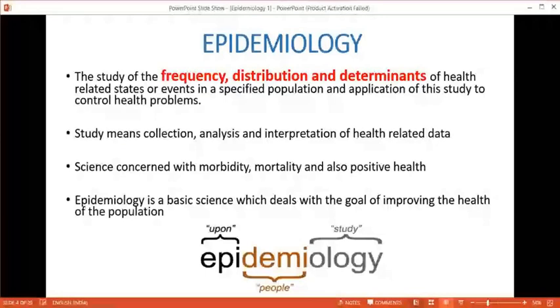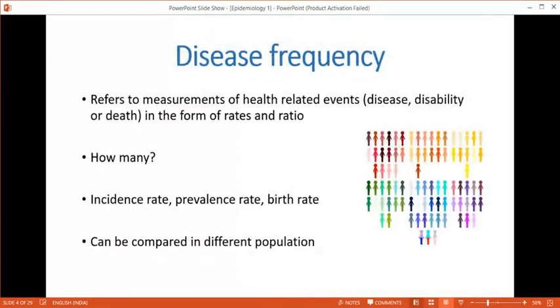So this word comes from the Latin, where epi is upon, demos is the people, and logos is the study about the people. We'll go through the definitions and the initial part of epidemiology, and we'll give a small break where, if you have any doubts, you can ask. And as I said, it's the frequency, distribution, and determinants.